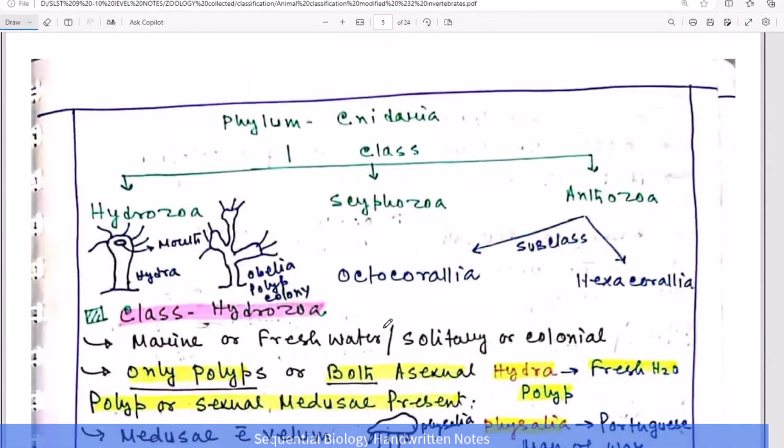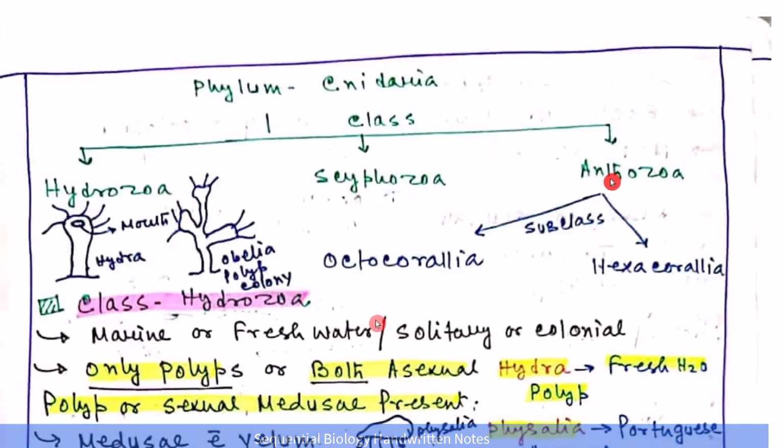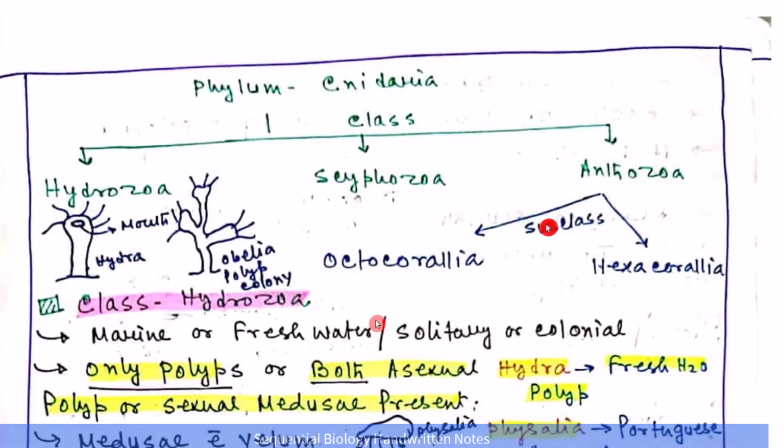Now we will see the classification of this phylum Cnidaria. Phylum Cnidaria is divisible into three important classes: class Hydrozoa, class Scyphozoa, and class Anthozoa. And this class Anthozoa is again subdivided into two subclasses, Octocoralia and Hexacoralia. We will discuss only those subclasses which are important from the examination point of view.